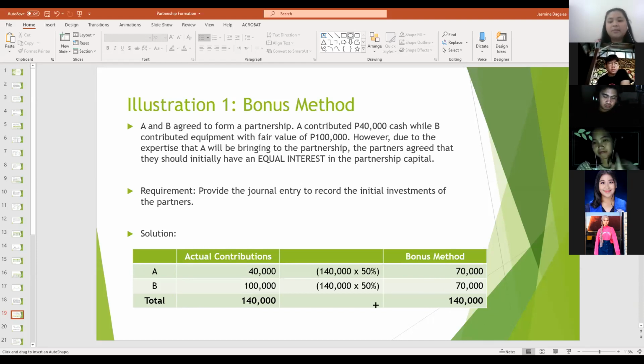So ngayon, sino nagbigay ng bonus? Si B ang nagbigay ng bonus kay A. Kasi 100,000 talaga yung kinontribute niya, pero yung na-credit lang sa kanya is 70,000. Si A naman nakatanggap ng bonus kay B. Kasi 40,000 lang yung kinontribute niya, pero yung na-credit sa account niya is 70,000. So may, how much? 30,000 na bonus. Hindi siya actual bonus. Tinawag lang siyang bonus method kasi may transfer of amounts between capital accounts. Yan.